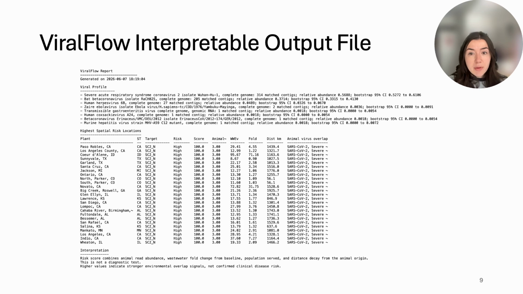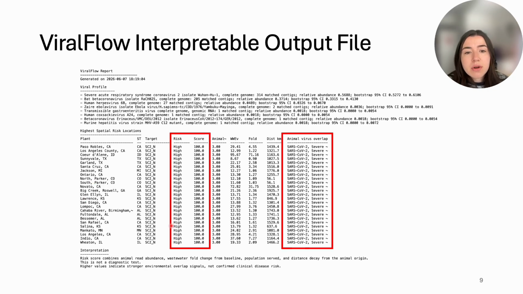And so the main output of ViralFlow, again, that we expect public health officials to use is this interpretable output file, which pretty much in the name is the most interpretable output file that ViralFlow produces. But there's a lot of information here that can be used if that's of interest to a user. Like here we list the different viruses that are overlapped along with their corresponding statistics. But the most important part of this file is this overlap table, where we list the different wastewater plants along with their risk score categorization, their score, and the virus that overlapped.